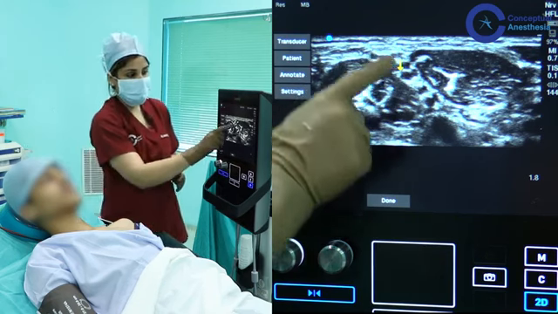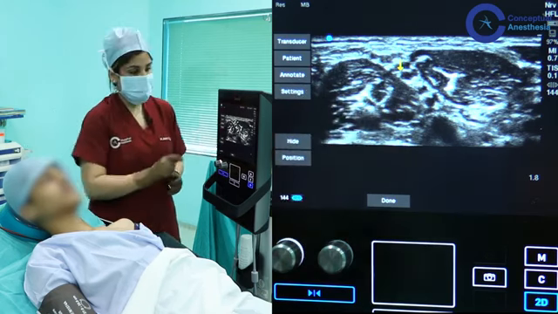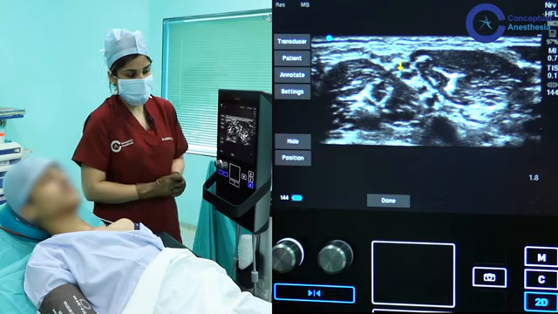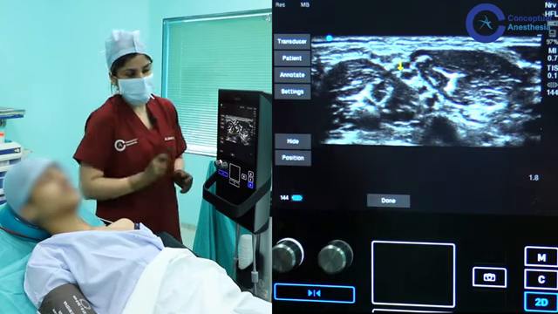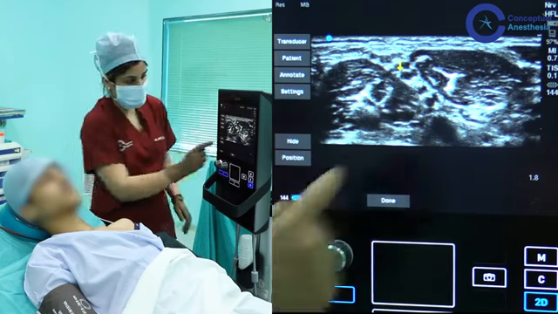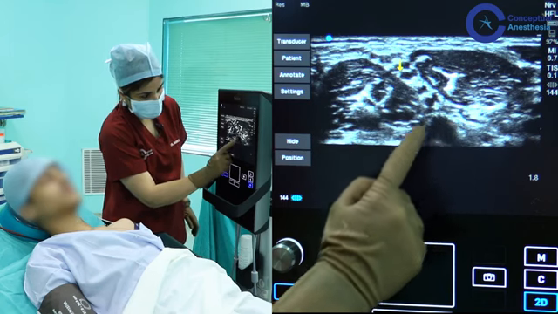Now, this is nothing but the nerve roots of C5, C6 and C7. And how do you confirm that this is the C7 nerve root? Can you see the big thing over here down?